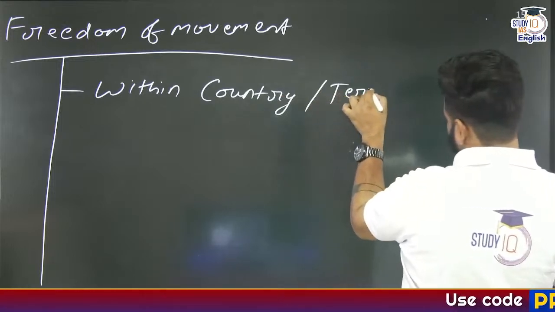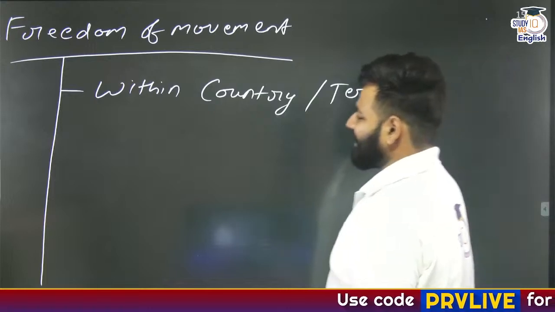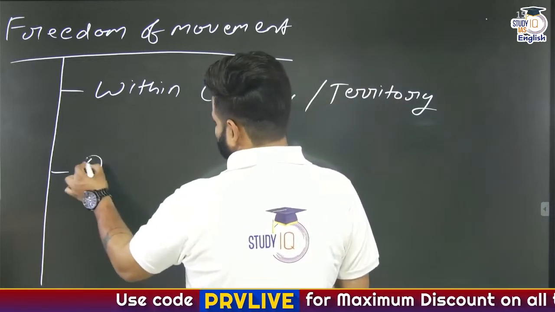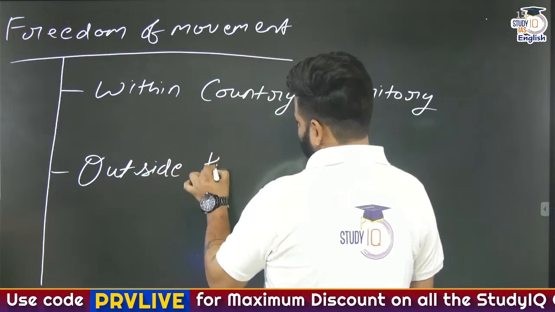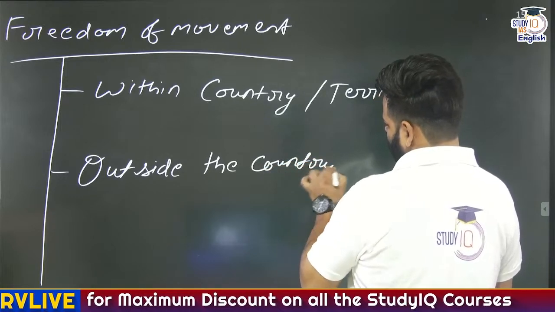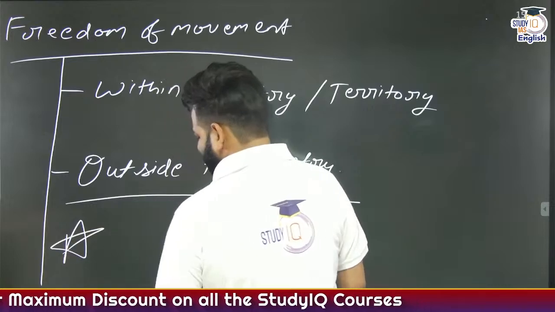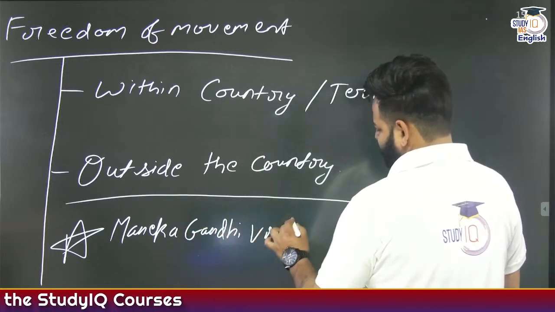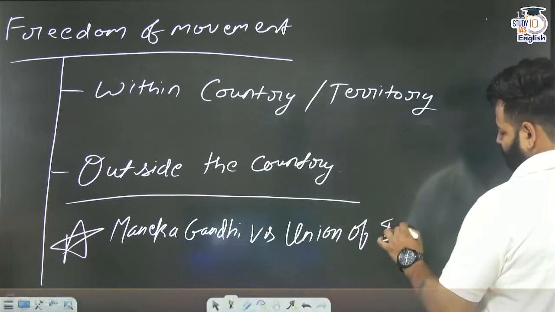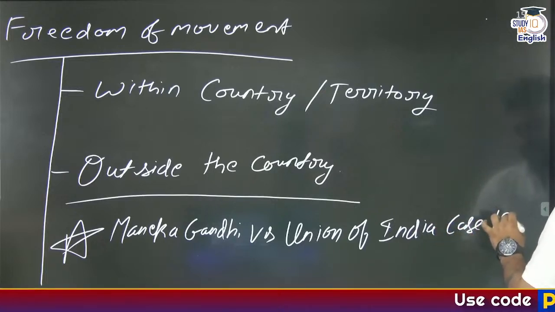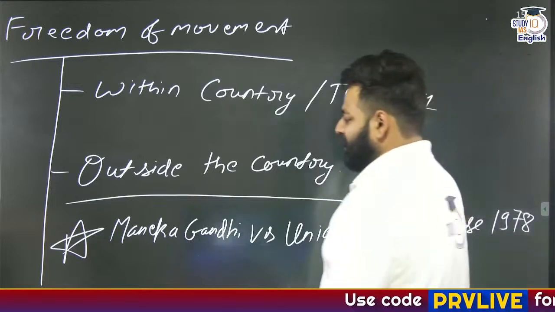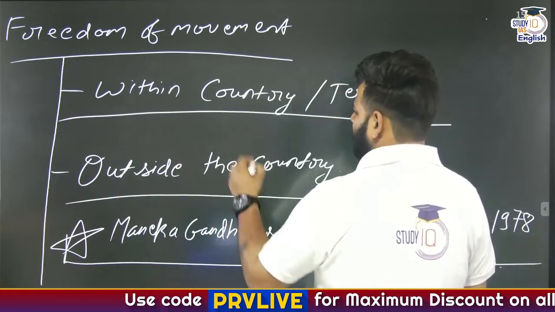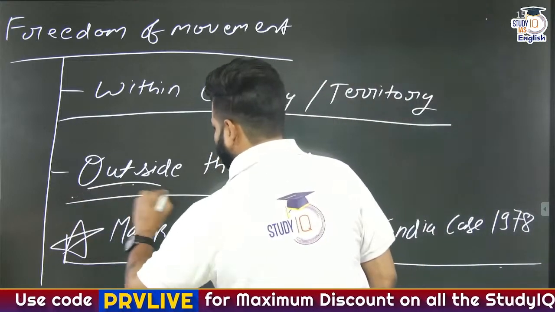That is the territory, wherever we have as Indian territory. And next thing, it is talking about the freedom to move outside the country as well. Yes, within the country as well as outside the country. It is talking about both. And the case reference you can have, it is Maneka Gandhi versus Union of India case, 1978. Okay, here Supreme Court clearly stated that freedom of movement to move within the territory of India also comes with freedom to move outside the territory, outside the country.